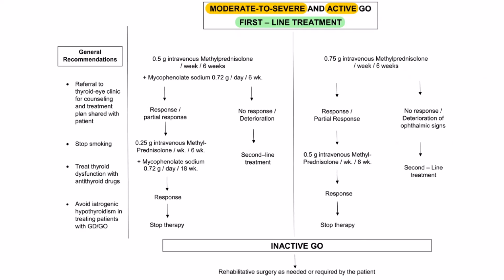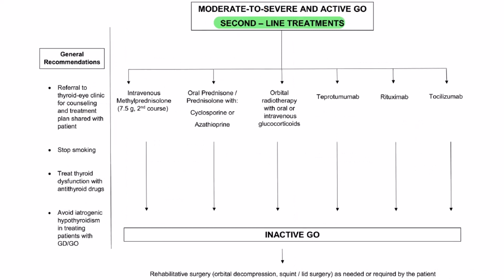Okay, Dr. Mahawish. And this is moderate to severe and active Graves' orbitopathy. First line therapy is intravenous glucocorticoid. There are two protocols: 0.5 gram intravenous per week for 6 weeks, or 0.75 gram intravenous for 6 weeks. At the end, if the patient has not improved, we should go to second line therapy: another intravenous methylprednisolone or oral prednisolone, or combined with cyclosporine or azathioprine, or orbital radiotherapy, or rituximab, and so on.